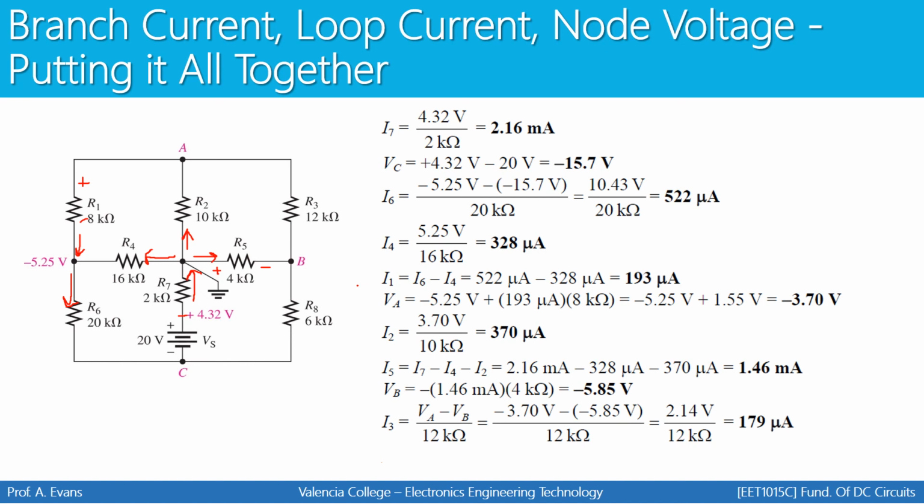Next, we're going to find I3. The assumption is that I3 flows this way. If you think about node voltage and writing that current in terms of a voltage drop divided by resistance, it'd be VA minus VB divided by the resistance along that path. Plug in your values for VA and VB, and you'll get the current for I3.